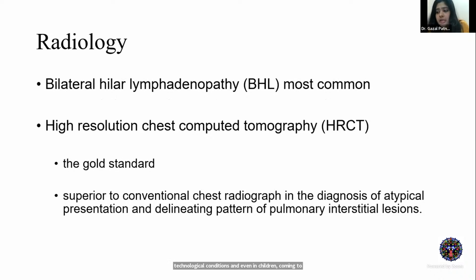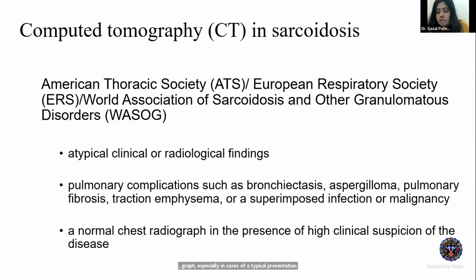Coming to the radiology part, bilateral hilar lymphadenopathy is the most common radiological finding in systemic sarcoidosis. However, HRCT is now considered the gold standard and it's undoubtedly superior to the conventional chest radiograph, especially in cases of atypical presentation and delineating patterns. So the American Thoracic Society and other experts have recommended that the CT scan should be used, especially in such conditions where there is atypical clinical as well as radiological finding.